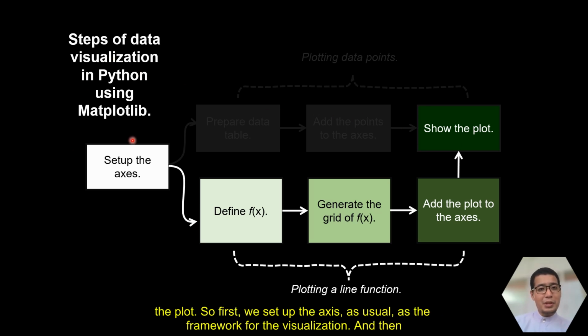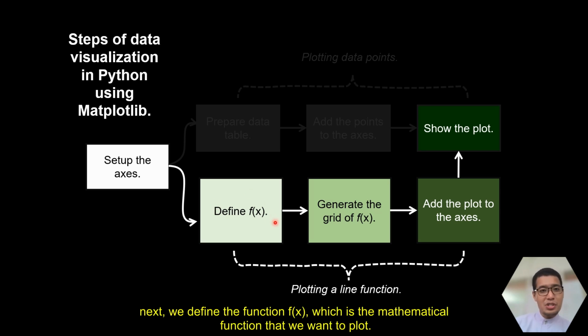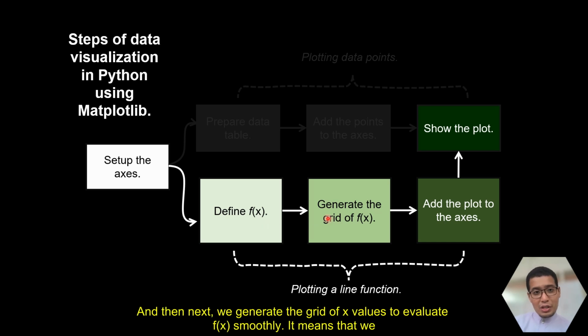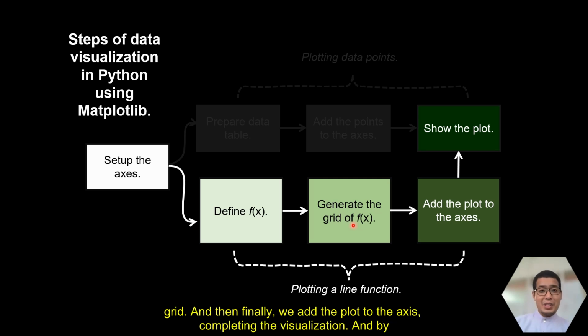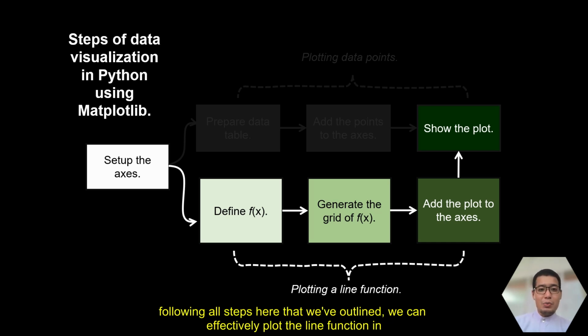So first, we set up the axis as usual as the framework for the visualization. And next, we define the function f of x, which is the mathematical function that we want to plot. And then next, we generate the grid of x values to evaluate f of x smoothly. It means that we create the grid of x, and then next we compute the corresponding values of f of x for the given grid. And then finally, we add the plot to the axis, completing the visualization. By following all the steps that we've outlined, we can effectively plot the line function in matplotlib. So now let's look at how this works in the code.